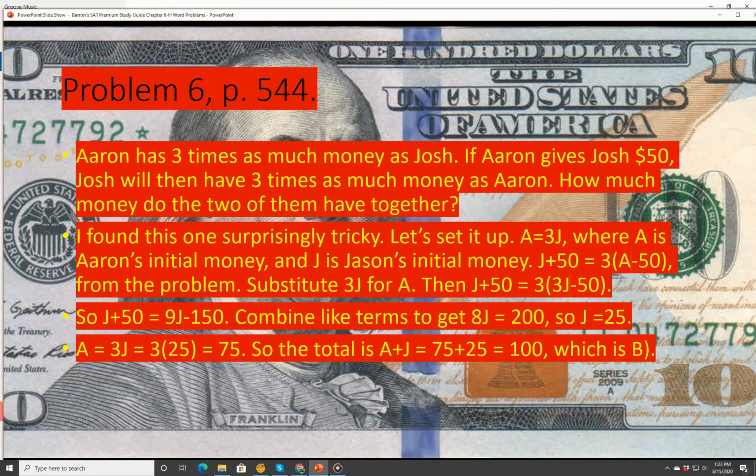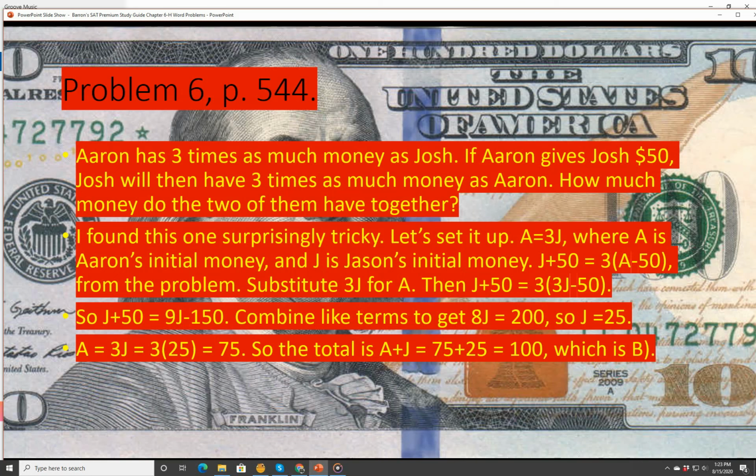A is equal to 3J, where A is Aaron's initial money and J is Josh's initial money. So it's how much money they start with. So we know that J plus 50 is equal to 3 times A minus 50, where they say if Aaron gives Josh $50, then Josh has an extra 50. Aaron's now down $50, and Josh now has 3 times as much money as Aaron.